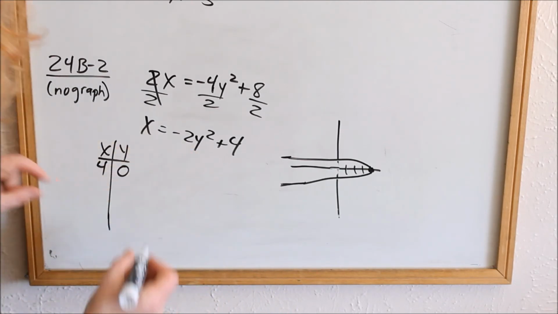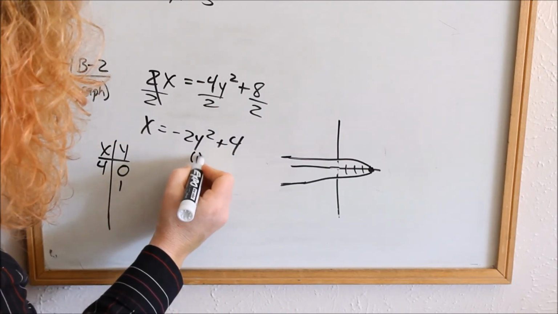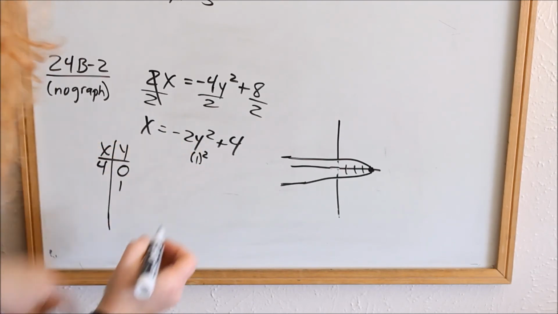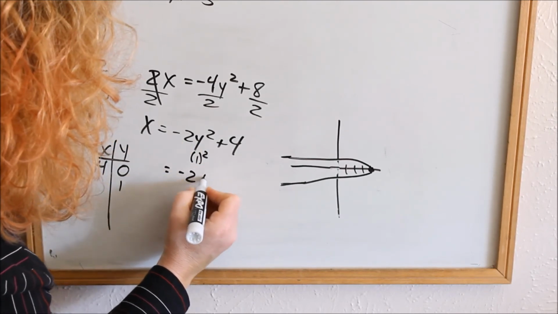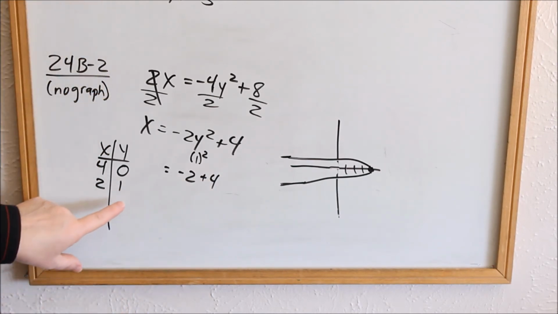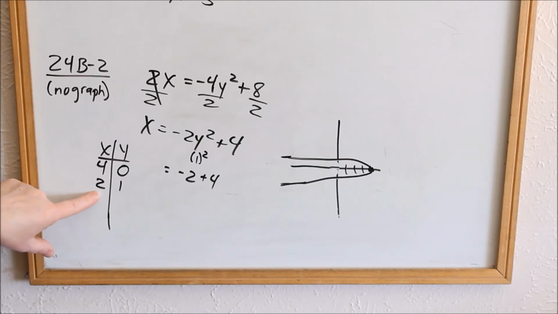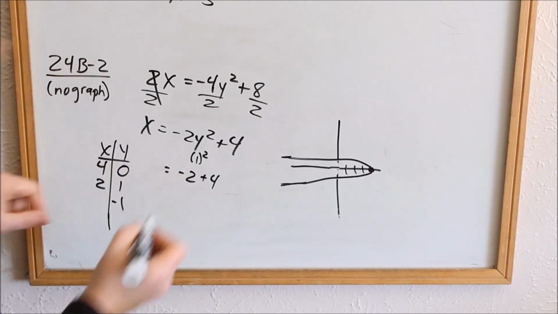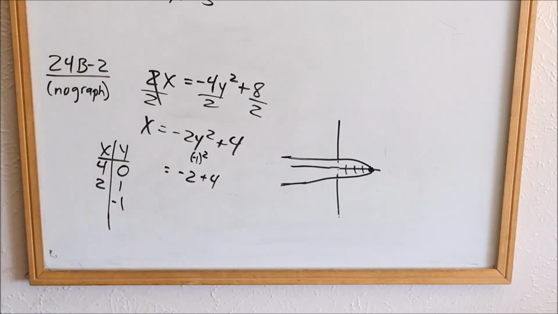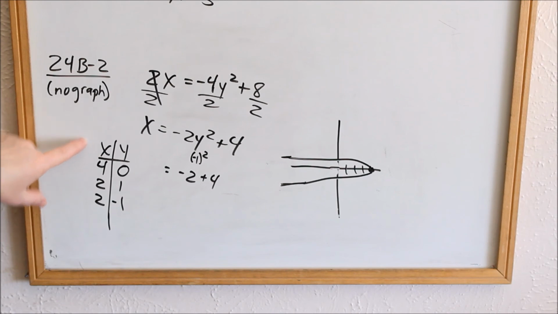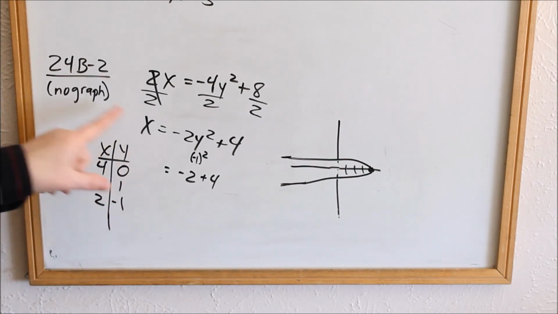Let's put in 1 for y. 1 squared is 1. 1 times negative 2 is negative 2, so it would be negative 2 plus 4, which would be a positive 2. So when I put in 1 for y, I get a positive 2 for x. If I put in a negative 1 for y, I should still get the same answer, a positive 2. So that gives you at least 3 points to start with on plotting for that parabola.